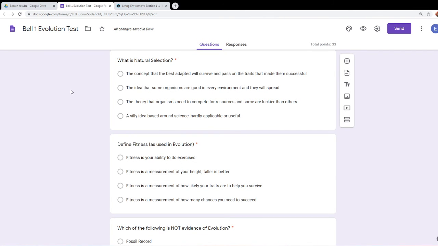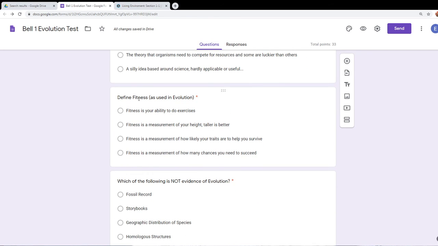What is natural selection? So, definition: the concept that the best adapted will survive and pass on the traits that made them successful. The idea that some organisms are good in every environment and they will spread. The theory that organisms need to compete for resources and some are luckier than others. Or a silly idea based around science that's hardly applicable or useful. Which one of those is natural selection?